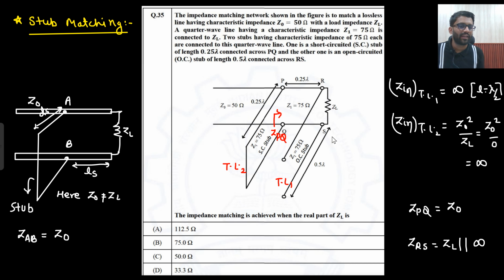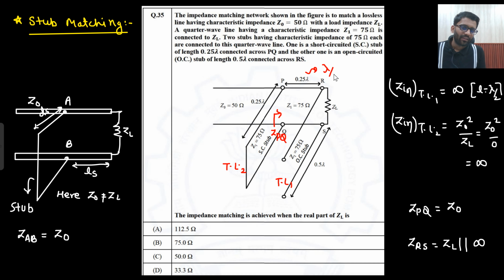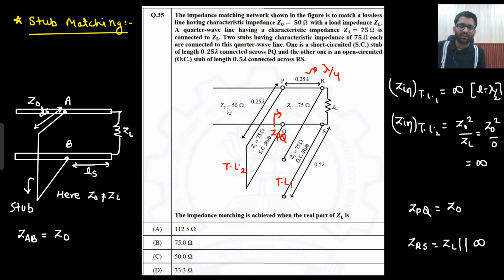This lambda by 4 line will give me the impedance of, because this is a lambda by 4 line. Which line is that? Lambda by 4 line. So because of this lambda by 4 line, what is the impedance you will be getting? Z1 square, where Z1 is the characteristic impedance. So Z1 square divided by ZL. And that should be equal to what? That should be equal to Z naught.